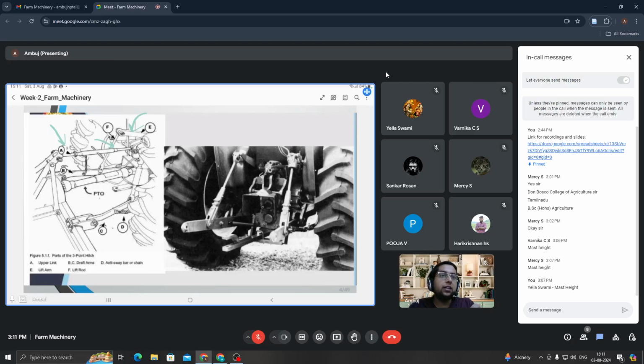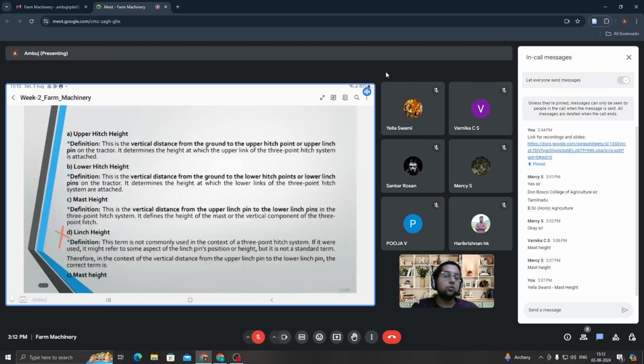Design of linchpin is done in the machine design course. Whatever forces come on the linchpin will be dealt with, and a certain factor of safety is also kept. After that, the pin should break. If the draft or the pull on the tractor or on the 3-point hitch system increases drastically, then it should break. The tractor should be safe. That is why design of linchpin is important. So this is linchpin. The vertical distance from the ground to the upper hitch point is known as upper hitch height.